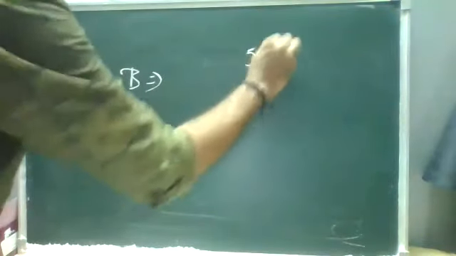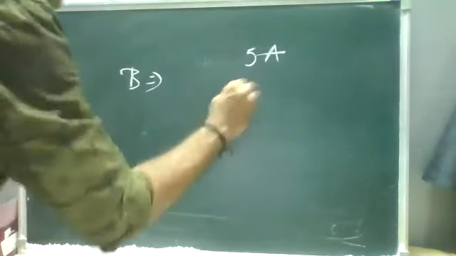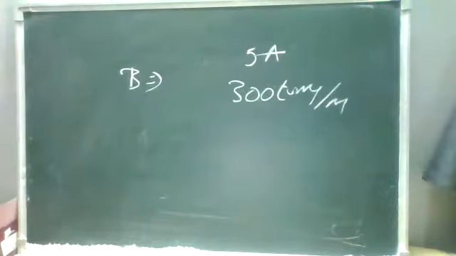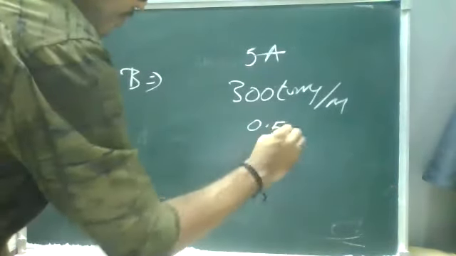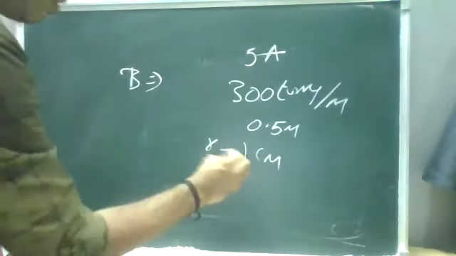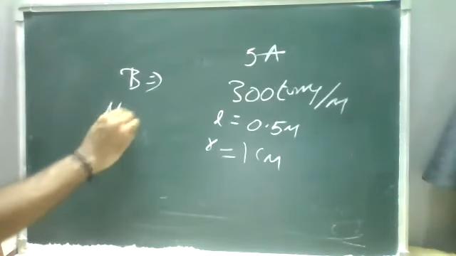What is the current? The current is 5 amps. The number of turns is 300 turns per meter. The length of the solenoid is 0.5 meters, and it has a radius of 1 centimeter. So find the magnetic field. Here they have given you the number of turns per unit length. So the relation is B is equal to mu naught small n I.